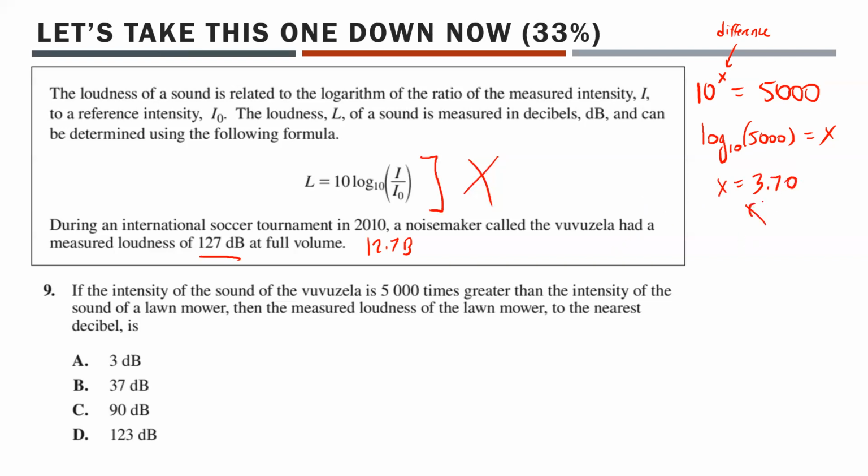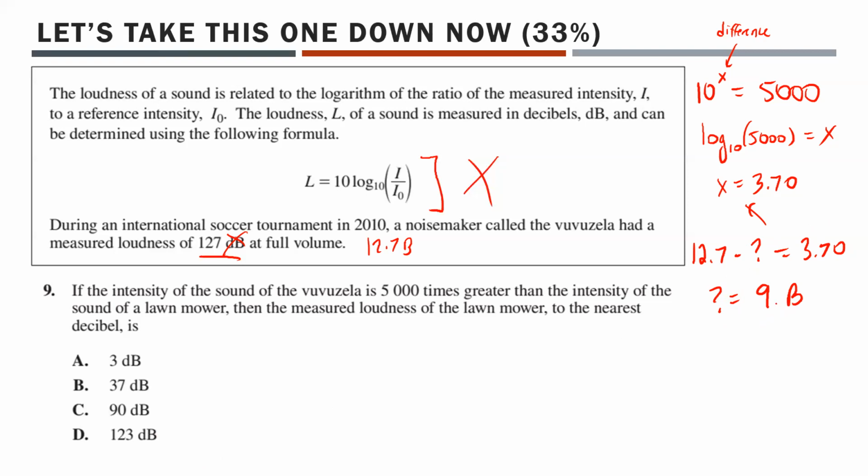Remember, that number there, 3.70, represents our difference. The vuvuzela at 12.7 bells, forget decibels, always turn it to bells. 12.7 bells is going to be the bigger number here. So we're going to have 12.7 minus the lawnmower, I'll just call it question mark, equals 3.70. To solve for the question mark, just a bit of basic algebra. Add the question mark over, subtract 3.7. Bingo, bango, bongo. You're going to get question mark equals 9, and that's bells.